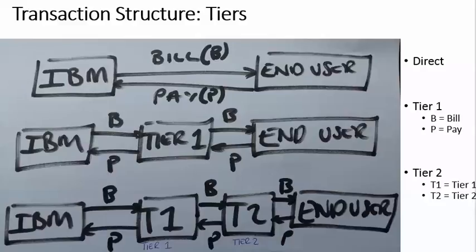The billing goes down, especially for renewals. It will run from IBM to the Tier 1 distributor, then the distributor will quote the partner, the partner will quote the end user, and back up the chain again.